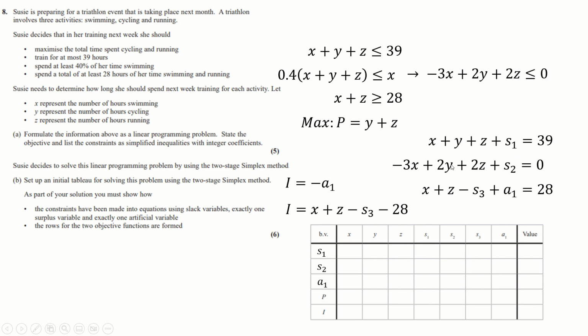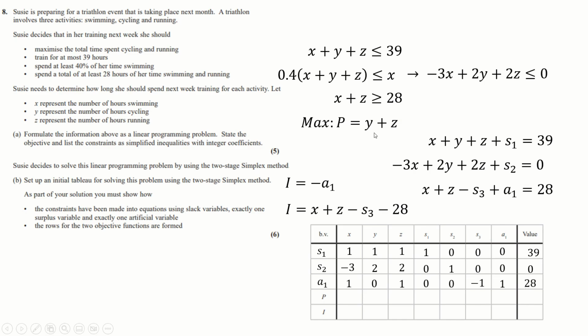So first row is just 1, 1, 1, 1, 0, 0, 0, 39. Just reading from the coefficients. Next row is minus 3, 2, 2. There's no S1s, but there is an S2, and then none of these, and then 0. And then 1, 1, 0, 0, minus 1, 1, 28 will be there.